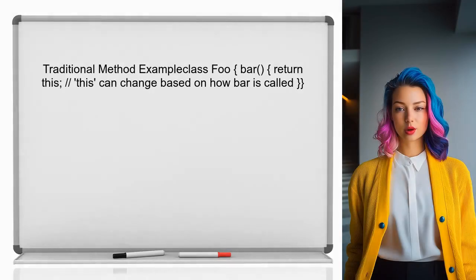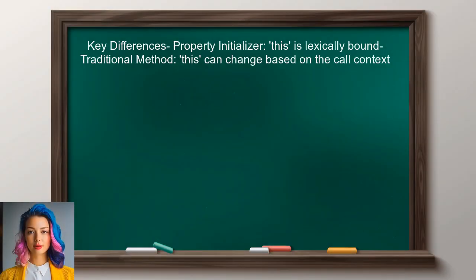In contrast, when using a traditional method like bar defined with the function keyword, this can change depending on how the method is called. This can lead to unexpected behavior if not handled properly. The key difference lies in how this is handled. With property initializers, this is lexically bound, while traditional methods require careful management of this context.